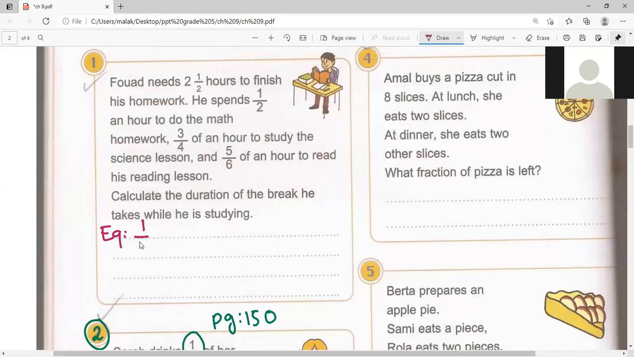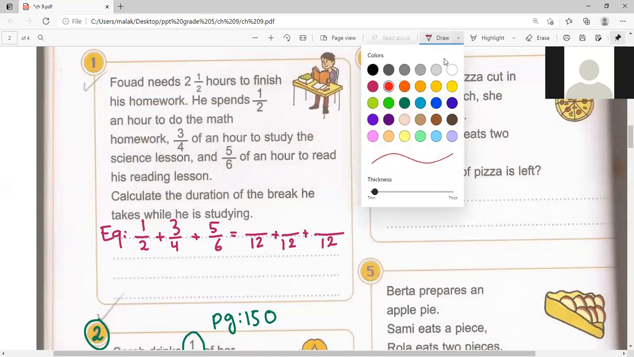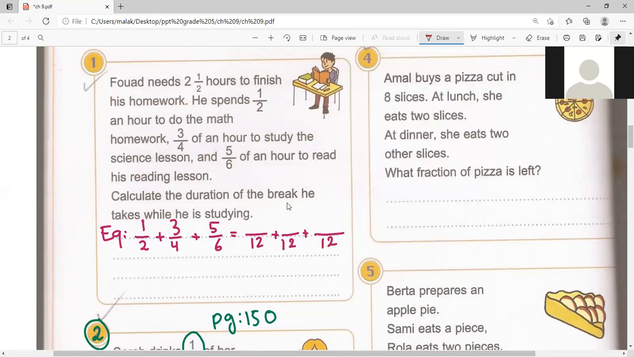1 over 2 plus 3 over 4 plus 5 over 6 equals 25 over 12. We said that first we have to add them all in order to find how many hours he spends to do all the lessons: the math homework, the science lesson and the reading lesson. Here it's 6, here it's 9, and here it's 10, which equals 25 out of 12.